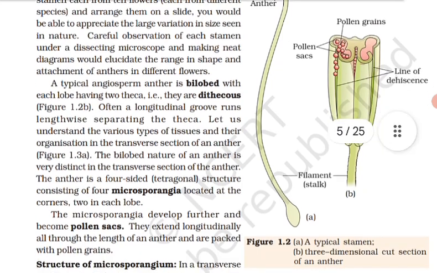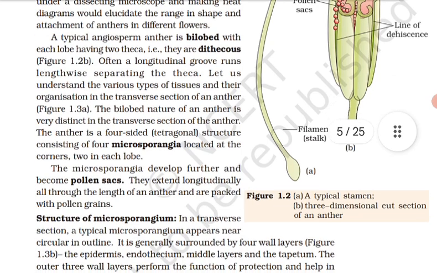If you were to collect stamens each from 10 flowers, each from different species, and arrange them on a slide, you would be able to appreciate a large variation in size seen in nature. Careful observation of each stamen under a dissecting microscope and making a neat diagram would elucidate the range in shape and arrangement of anthers in different flowers.